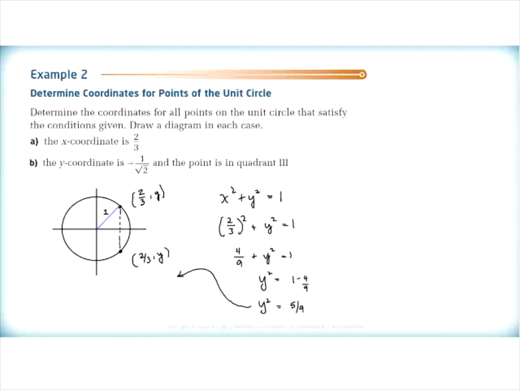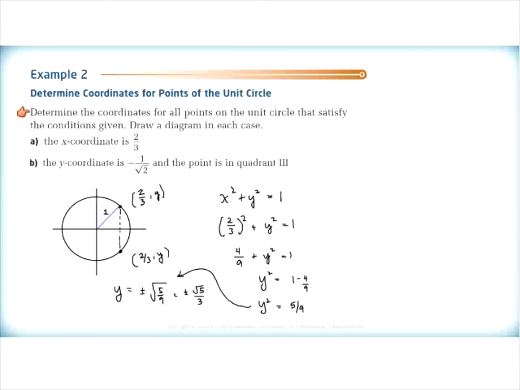If we want to finish it over here, y will equal plus or minus the square root of 5 over 9, which will give us plus or minus root 5 over 3. Now we need to consider, are both of these answers suitable? And the answer is yes, they are. Because in quadrant 1, y is positive root 5 over 3. And in quadrant 4, y is negative root 5 over 3. So we do have two values for y.